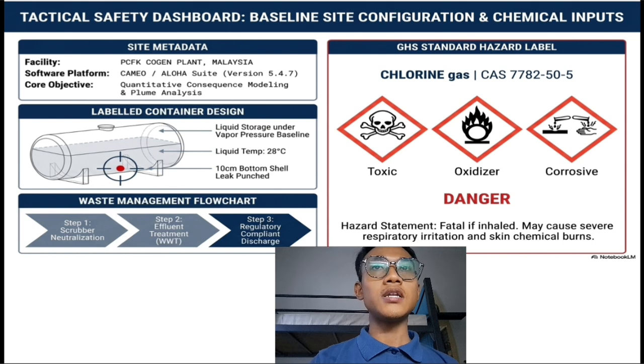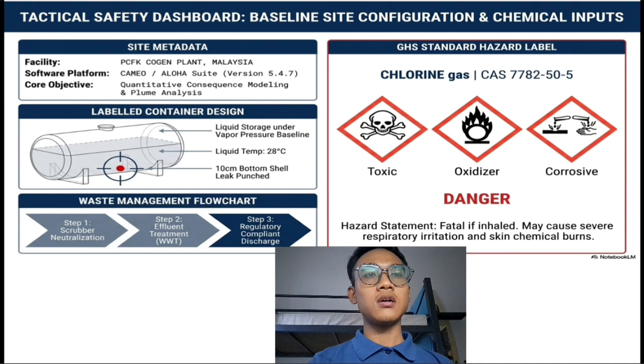analysis. So the tank container design, which is what I show here, is liquid storage under vapor pressure baseline, and the liquid temperature is 28 degrees Celsius from the 10 cm bottom shell leak puncture. And waste management, this is the waste management flow chart, and step 1 is scrubber neutralization, step 2 is effluent treatment, and step 3 is regulatory compliant discharge.